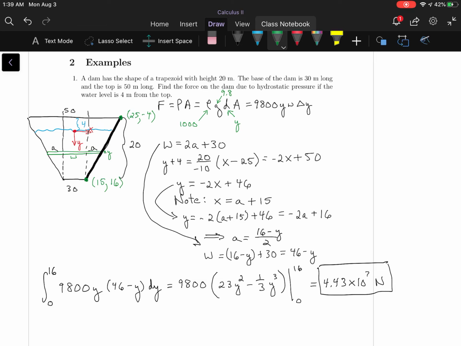The top is 50 meters long, the bottom 30. And we have that water in blue that's a little below the top. It's 4 meters below the top, which means that with the height being 20 for the dam, there's 16 meters of water pushing on this dam.